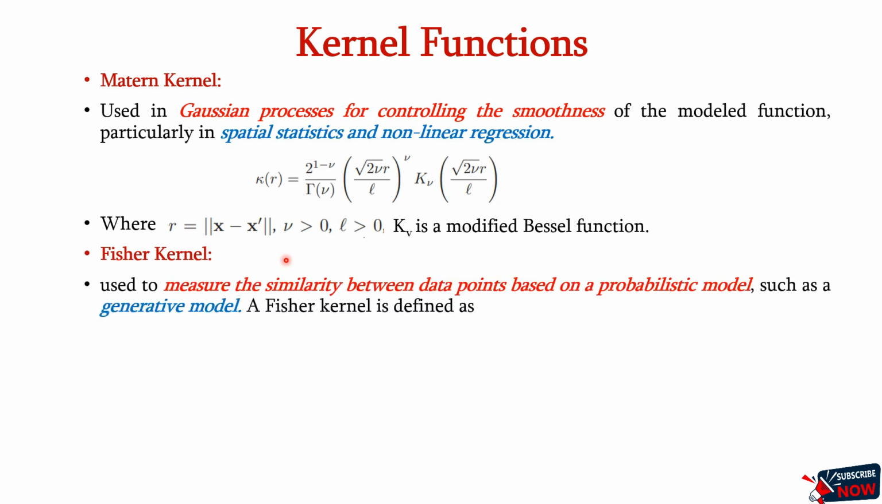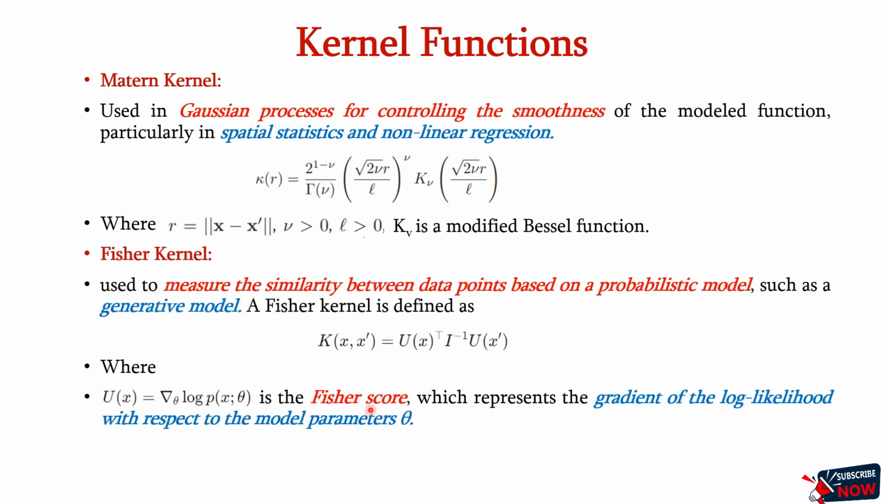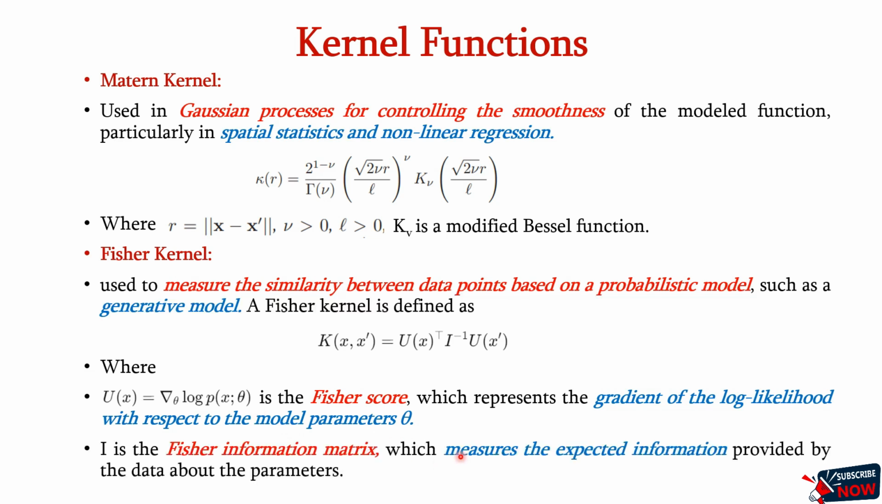Lastly, we have Fisher kernel. This is used to measure the similarity between data points based on a probabilistic model such as generative model. The Fisher kernel is defined as shown here. So k of x comma x dash is equal to u of x transpose into I inverse into u of x dash. Here u of x can be expressed like this. So this is called as Fisher score, which represents the gradient of the log likelihood with respect to the model parameters theta. And I is the Fisher information matrix, which measures the expected information provided by the data about the parameters.